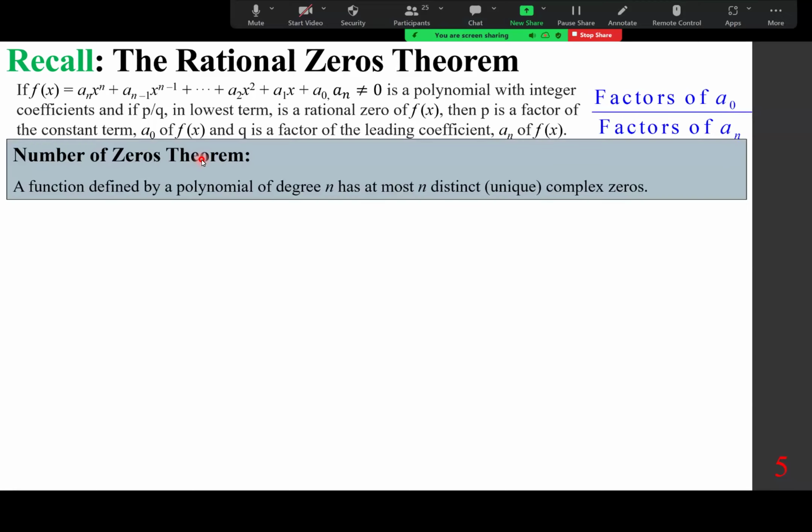Number of zeros theorem. A function defined by a polynomial of degree n has at most n distinct complex zeros. Remember, complex numbers are in the form of a plus bi.